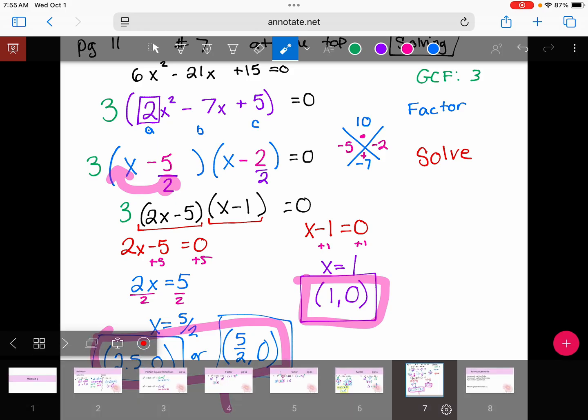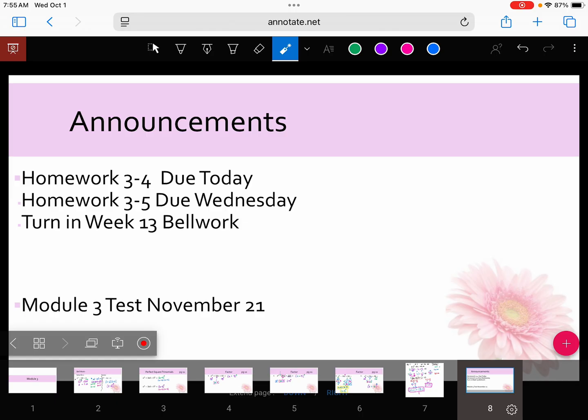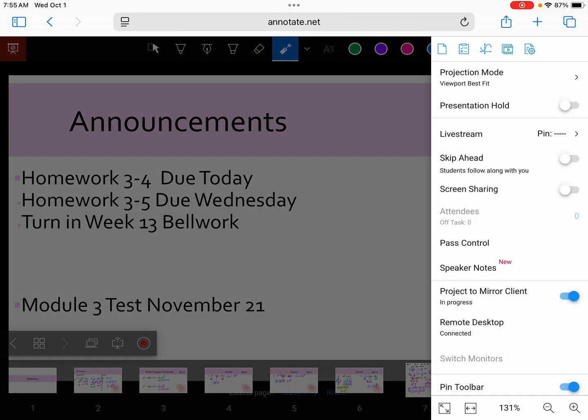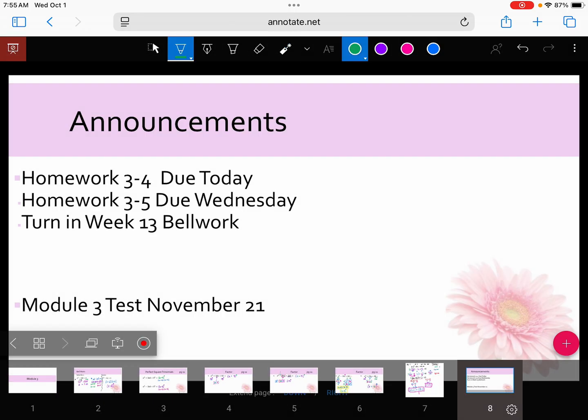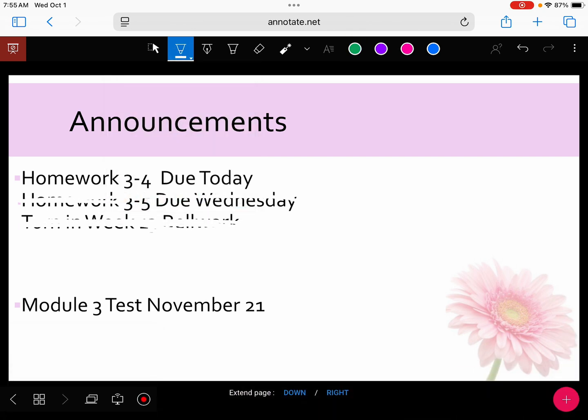Okie dokie. Artichokes. That's all I got for you today. No, that is not the correct. Today's not the turn in bell work day. We'll turn bell work in on Friday. Those numbers are wrong. Those are all from last year. That says November. That's not true. 3-4 is due on Friday.